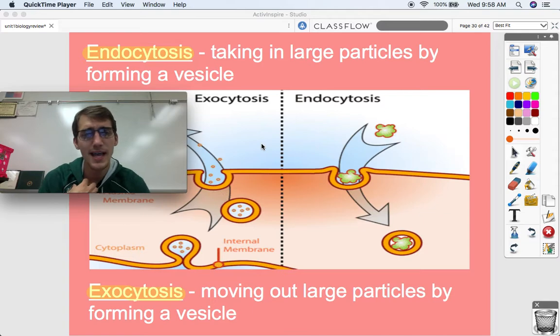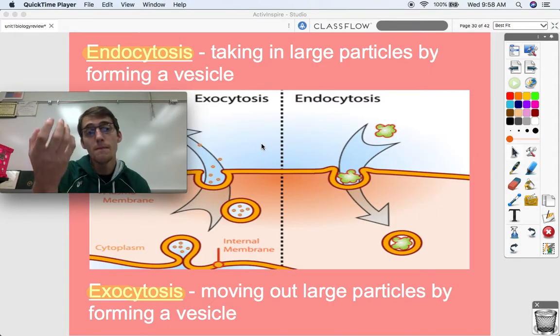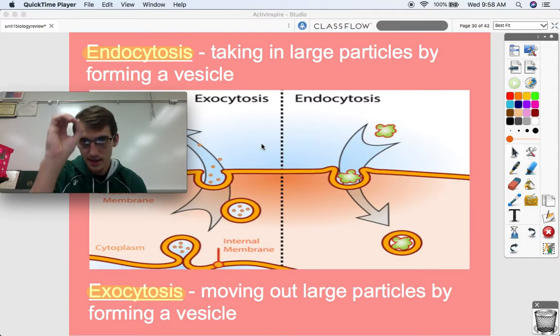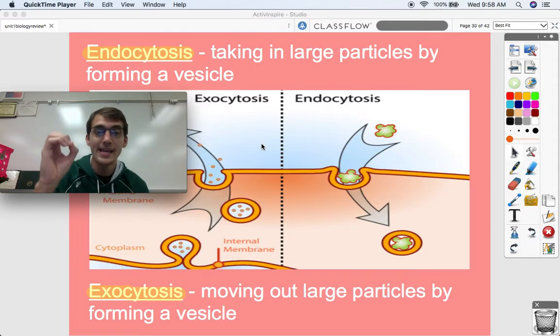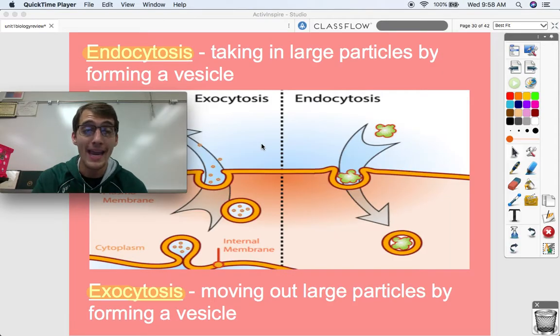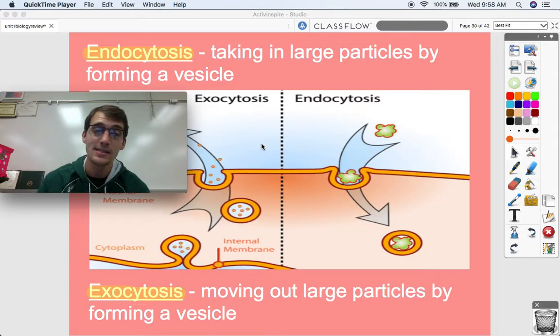What a cell is able to do with its cell membrane is form smaller bubbles out of that bubble, just like bubbles, right? It can move bigger molecules inside of bubbles in and out by forming smaller bubbles. The way it does this is through endocytosis and exocytosis. Endo, that prefix means in, and exo means out. Endocytosis is the taking in of large particles by forming a vesicle. And a vesicle is like a smaller bubble.